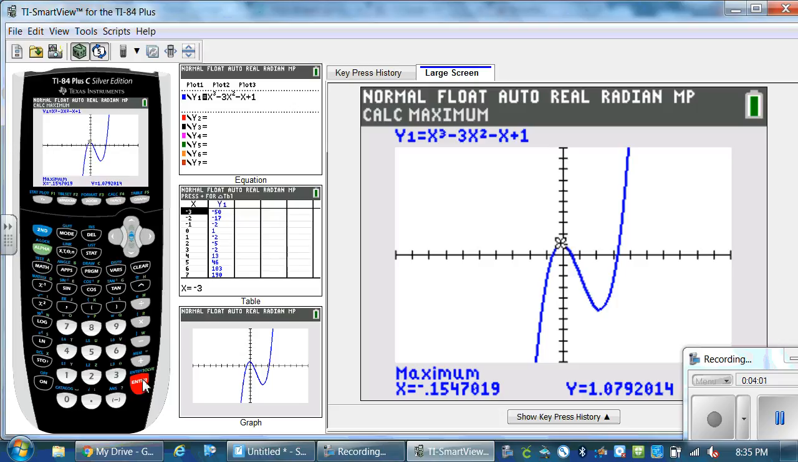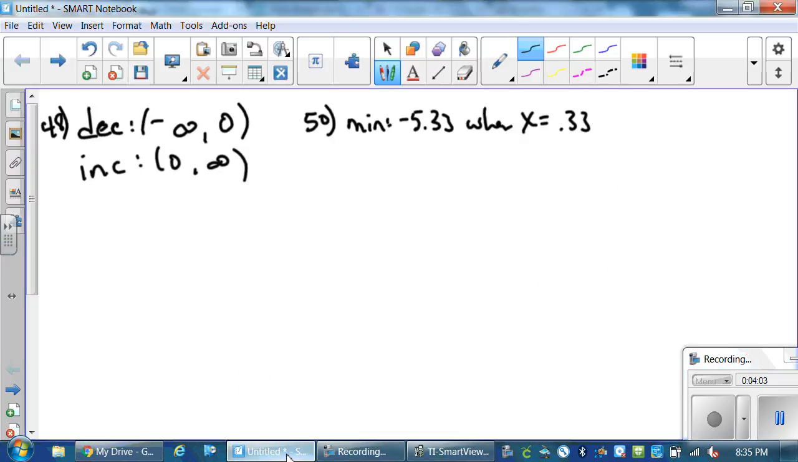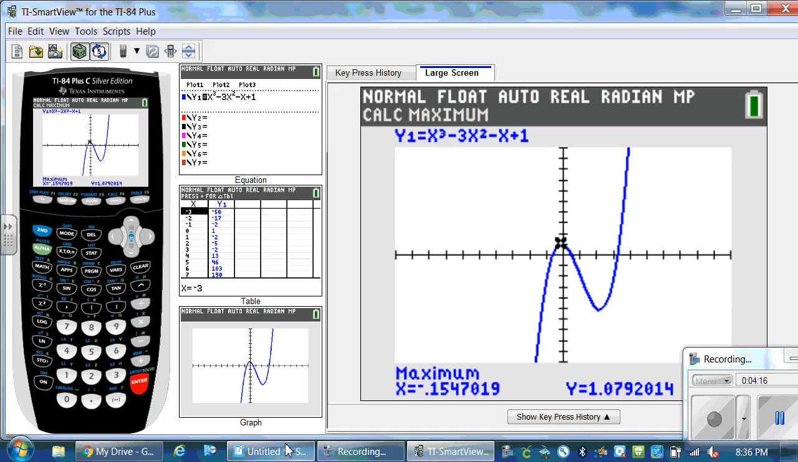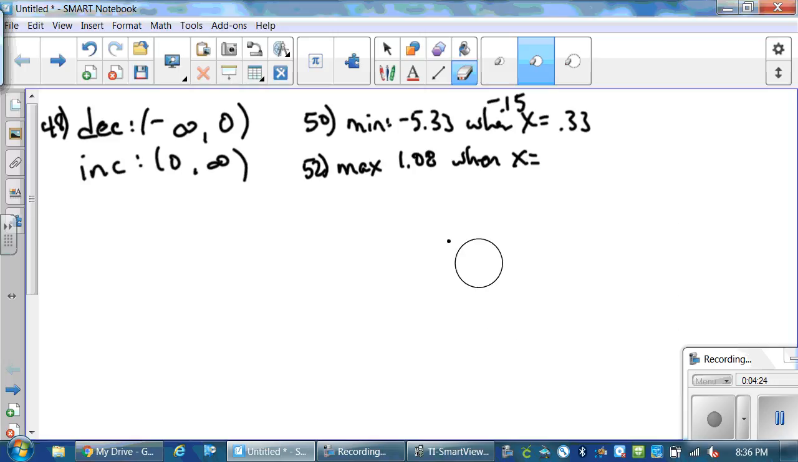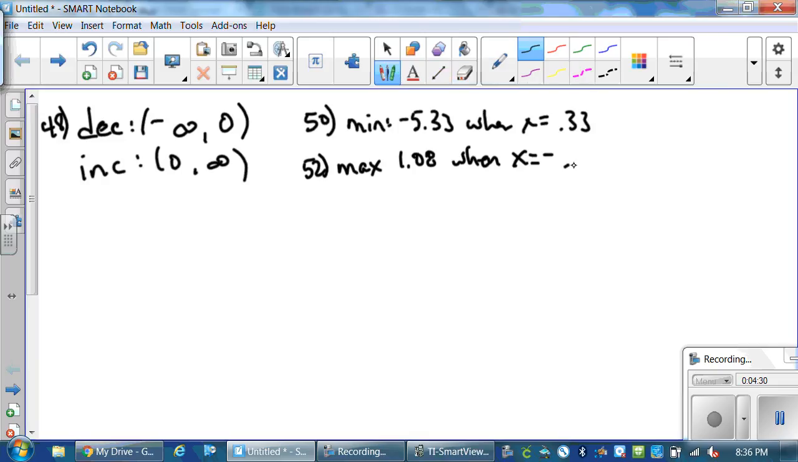Let me go over here and write that down. This is for problem 52. I've got a maximum of 1.08 when x is negative 0.15. Oops, I don't know why that moved up there. When x is negative 0.15.